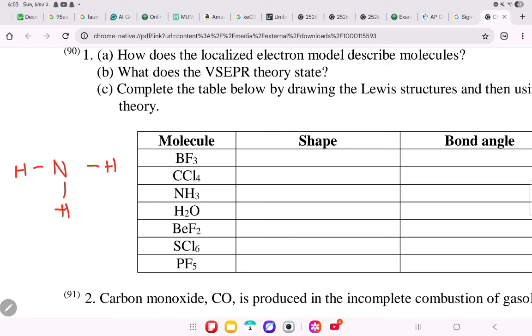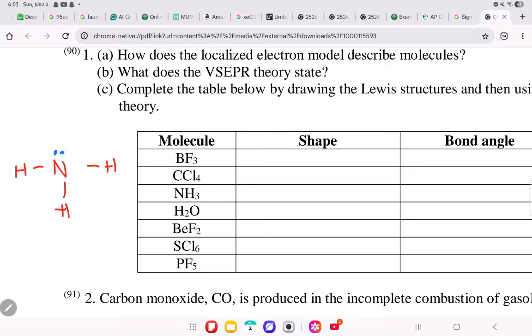N is in which group? N is in group 5 plus H, which is in group 1. So that's 3 times 1, which is 3. So in total, it's 8 electrons. And we will subtract from it 6 because we used 3 bonded pairs. So we're going to be left with 2. 2 divided by 2, of course, that's going to be 1 lone pair. And remember, hydrogen never takes a lone pair. That means we will need to put it on our central atom.